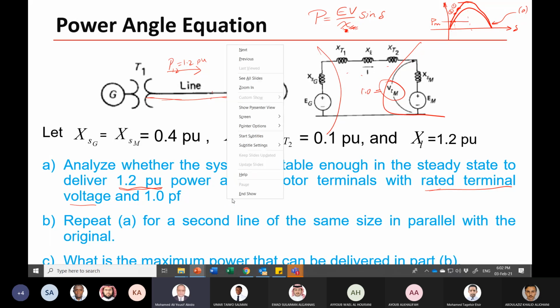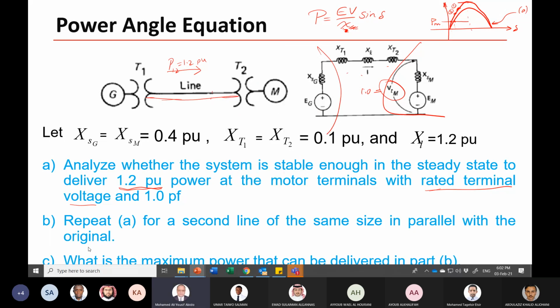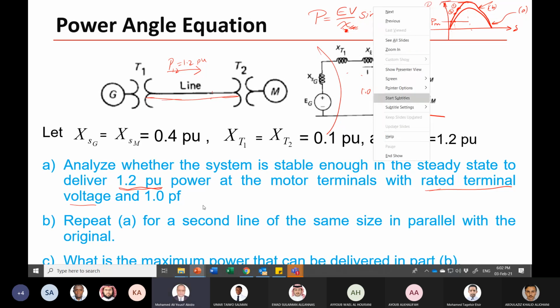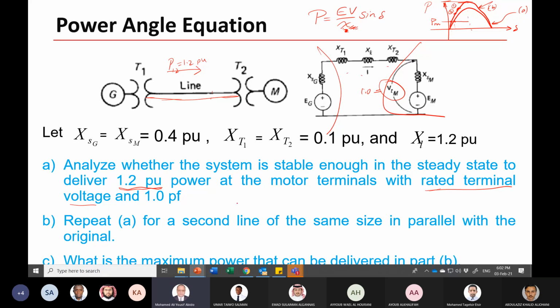Okay, there is another point here, which is C. What is the maximum power that can be delivered in part B? So what is the maximum power here? Okay, this is straightforward. Right, let us start with getting EG and EM.